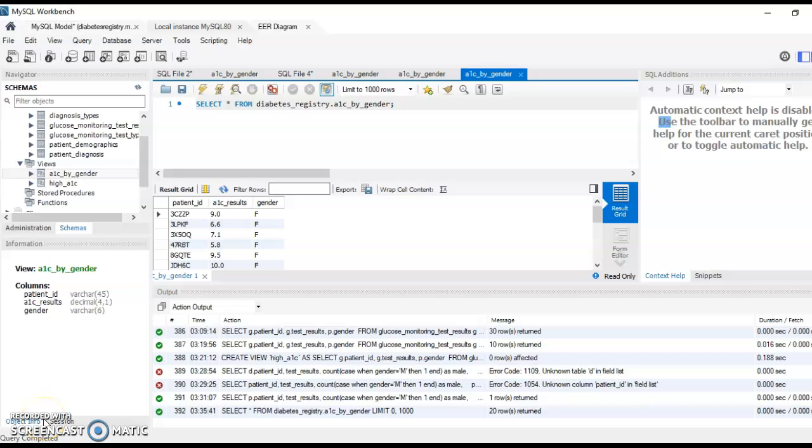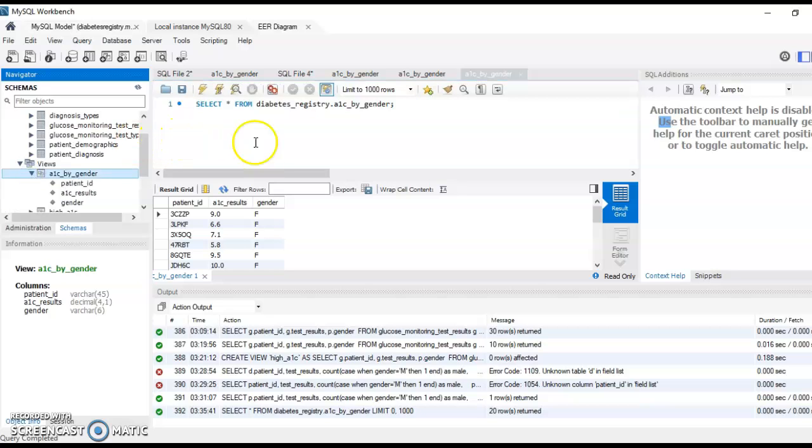Hi, I will be presenting the views that I made through a lot of trial and error. Okay, so the first one here, this is the A1C by gender view.